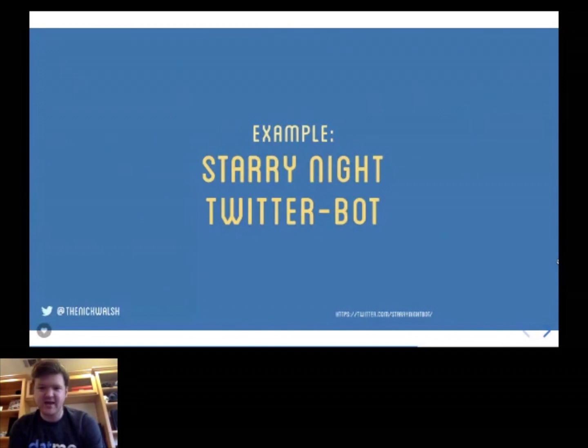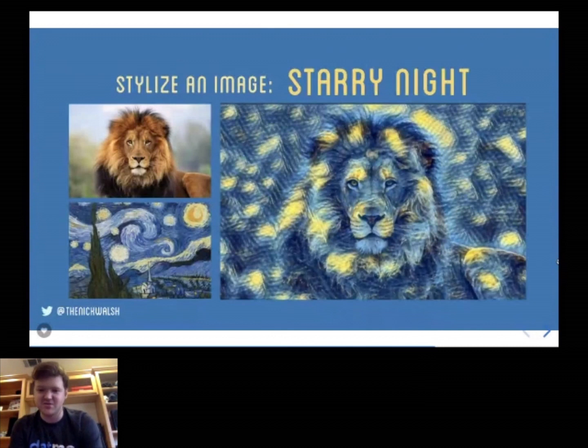So the example for today, again, the name is Starry Nightbot. I got this name after Vincent van Gogh's Starry Night painting. Essentially what this is going to do is take an input image, which is that line you see in the top left. I've trained a model on the Starry Night painting in the bottom left to generate a style mathematically under the hood. And so with a given input image of a lion, or any image, it will output a stylized version of that, which you can see here on the right-hand side.